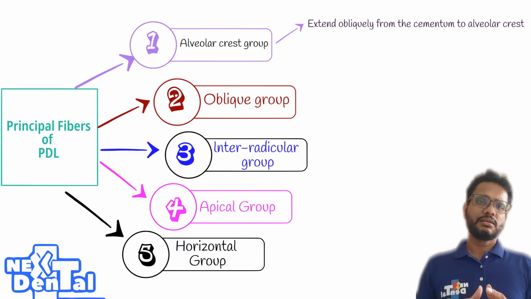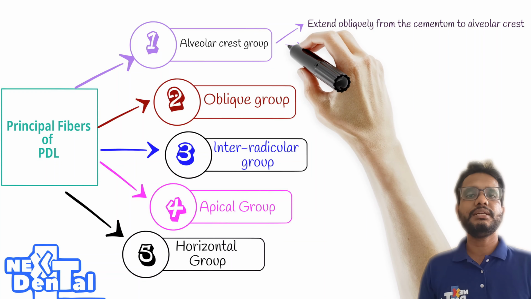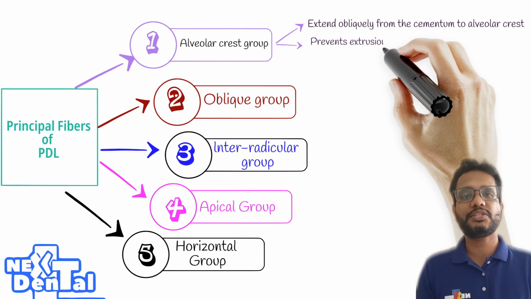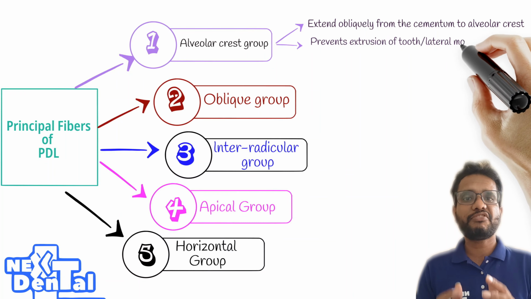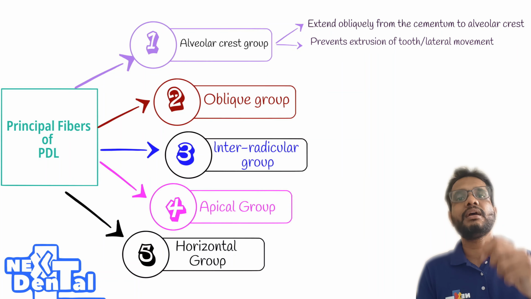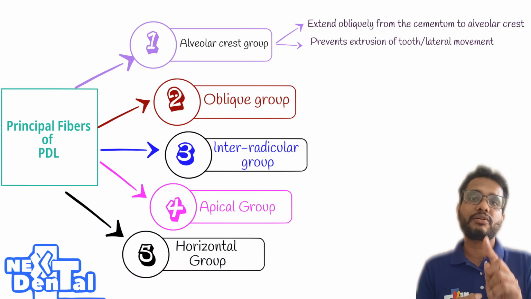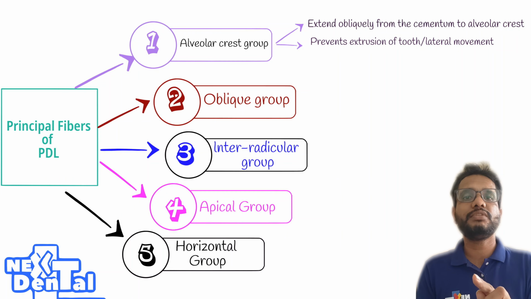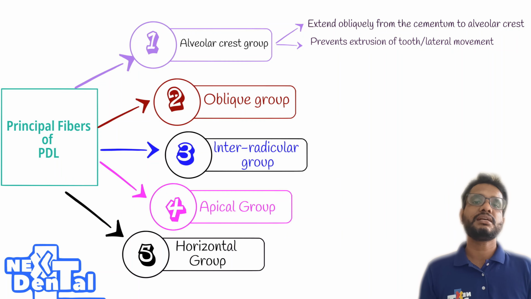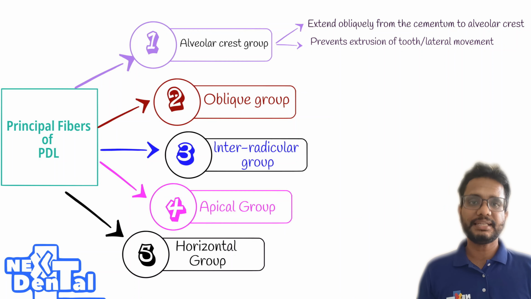Now can you guess what is the function of these alveolar crest fibers? Actually, these are going to resist the extrusion, because these are the first fibers that will be tensed when you are trying to pull out the tooth, right? And these are the first fibers that will be stretched when you are trying to do the lateral movement of the tooth, and that's why its function is resisting the extrusion and lateral movement of the teeth, right?